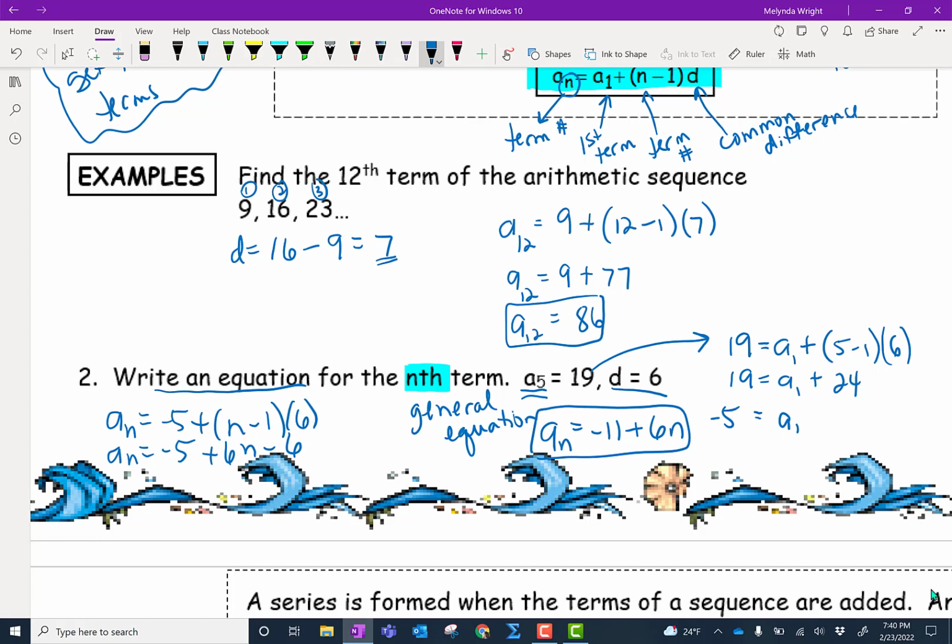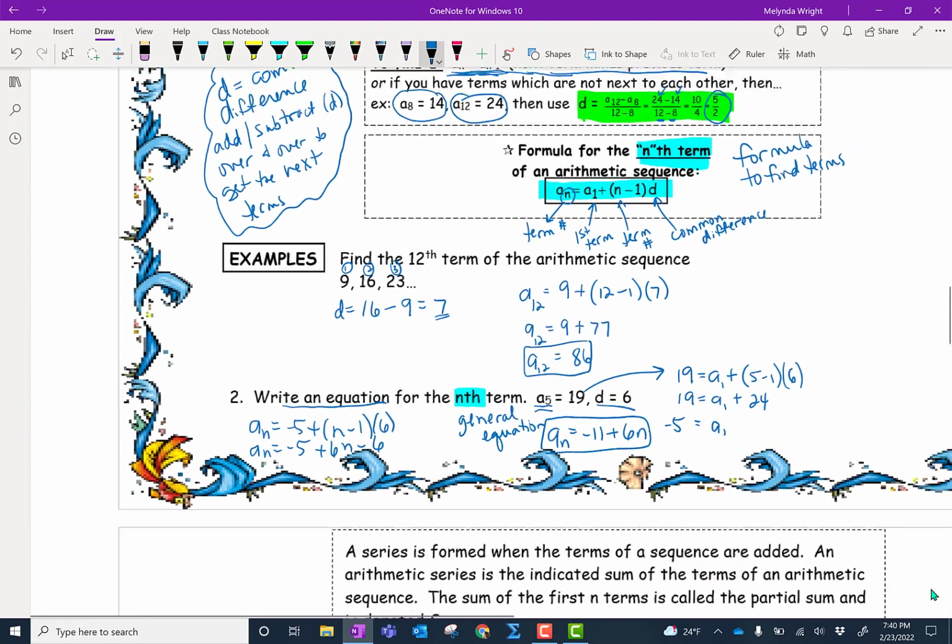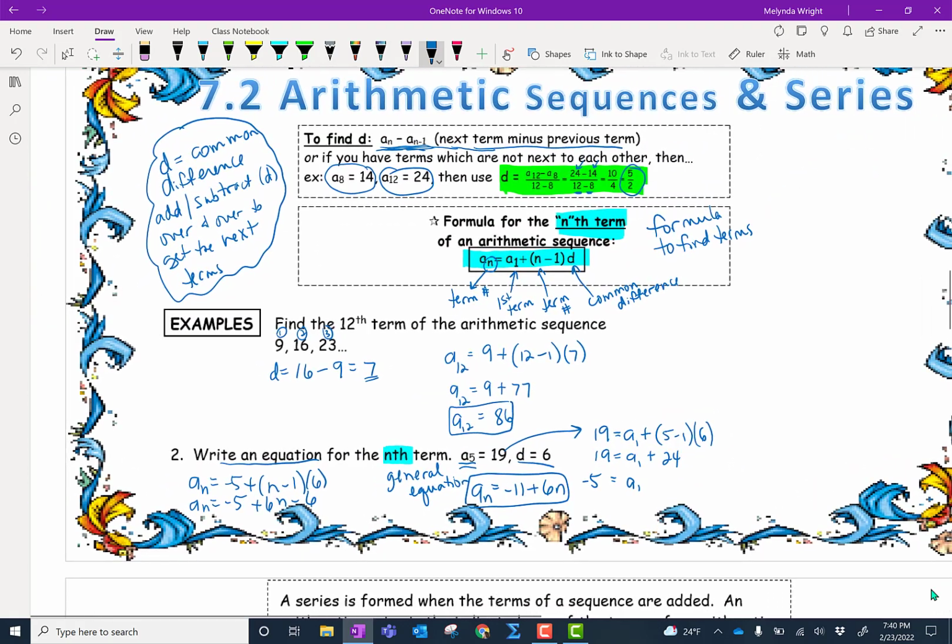Okay, so let's go to our second page and get a little bit more. These were sequences. This is a sequence. This is the formula for finding a term of an arithmetic sequence. Okay, that's what that does.